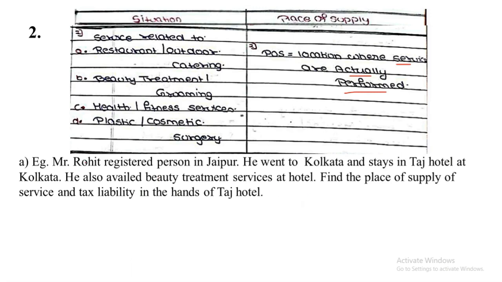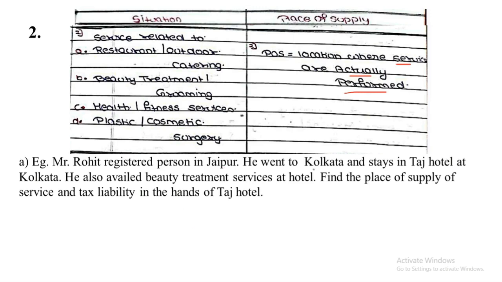So here, Mr. Rohit went to Kolkata. He stayed in an immovable property, that's Taj Hotel. In Taj Hotel, he took some services of beauty treatment. So as per the rule of immovable property and the services related to beauty, the place where that is actually happening will be considered.